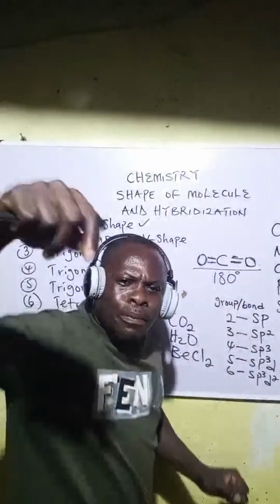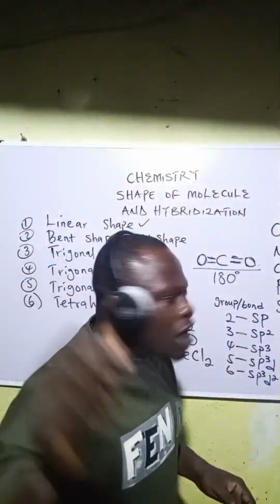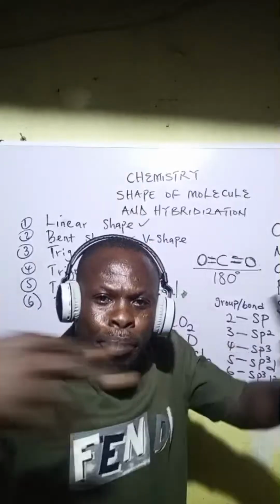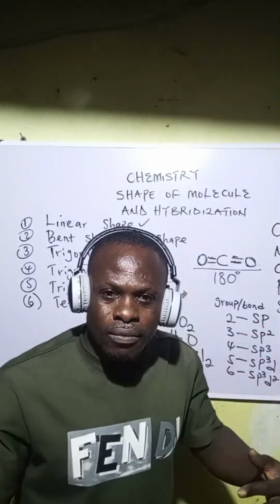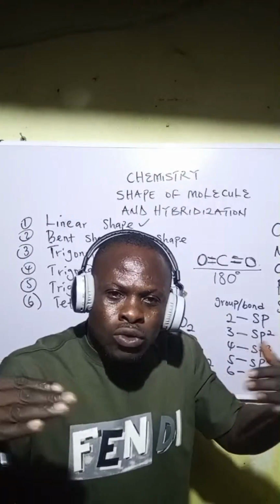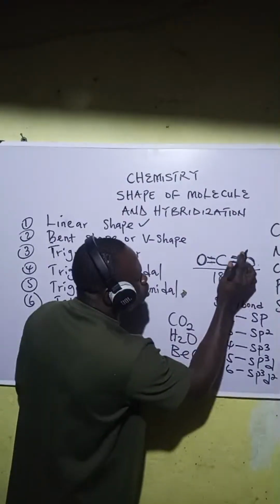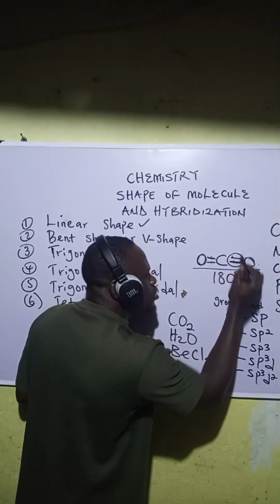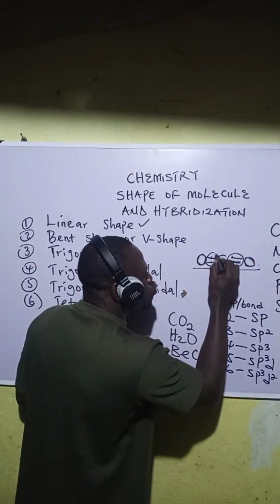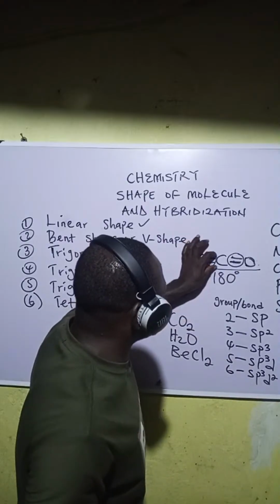Now, what type of hybridization? For you to know the type of hybridization, you have to count the bonds that connect the central atoms together. That is where to know the hybridization. How many bonds connect this one? You are not looking at single bond or group. Look at 1, 2. We have 2 bonds connecting this one together.